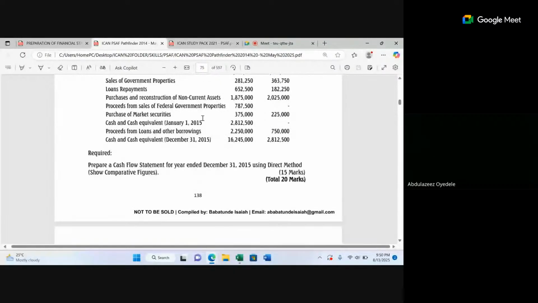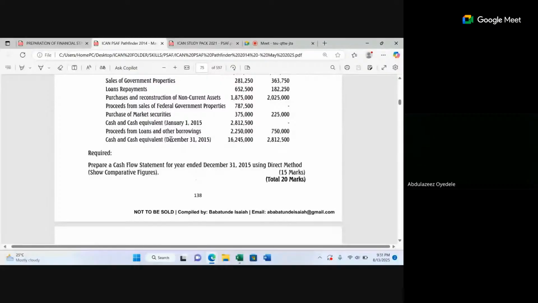Okay, I'm sharing. I'm sure we are seeing my screen. And the requirement is that we have to prepare a cash flow statement for the year ended December 31, 2015, using the direct method. Sorry, I forgot to mention that.